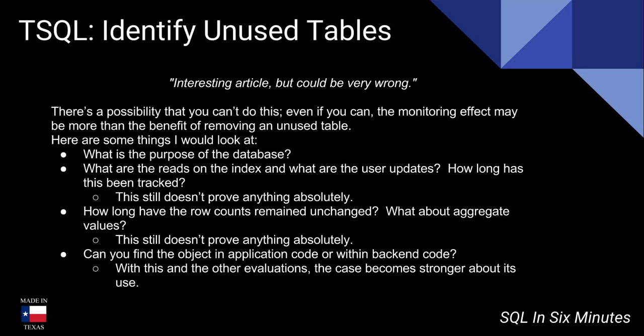How long have the row counts remained unchanged, and what about aggregate values? What I mean by this is, suppose you find out you've been tracking a table that you think is unused, and there's a million records, a million records, a million records. There's always a million records. Well, there's one problem with doing that, though. What about inserts and deletes? What if the same number of inserts and deletes happen?